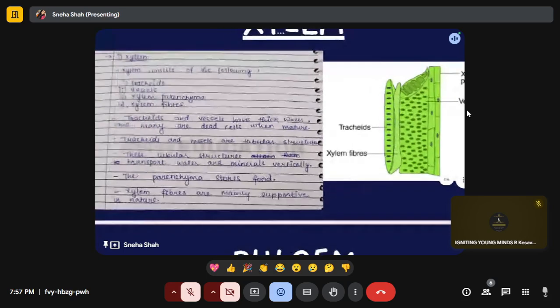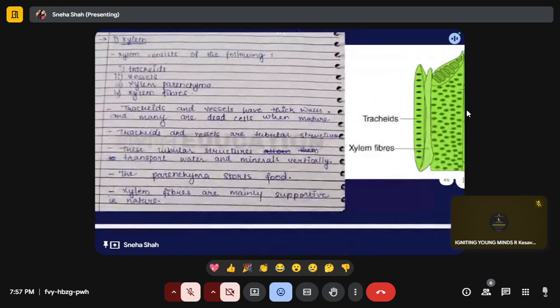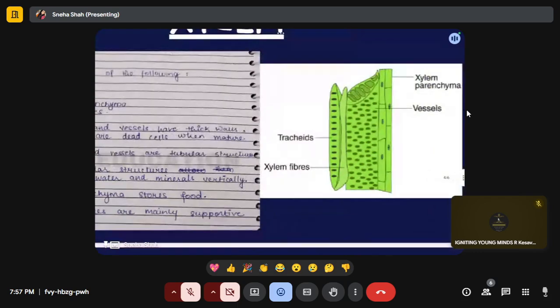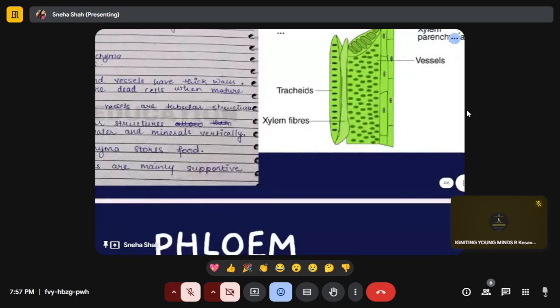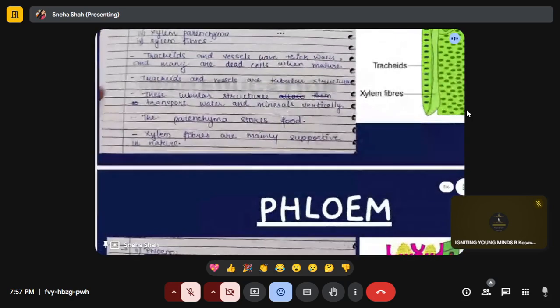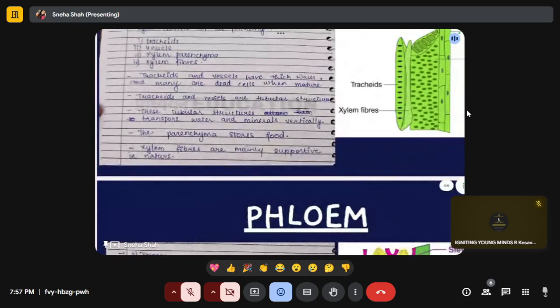So what does this have? Tracheids and vessels have thick walls. You should know why thick walls, because they do the function of protection and storage. Tracheids basically give structural support, and vessels give storage. They provide storage for the plants. So they have thick walls and they are dead cells when mature. Tracheids and vessels are tubular structures. These tubular structures transport water and minerals vertically.